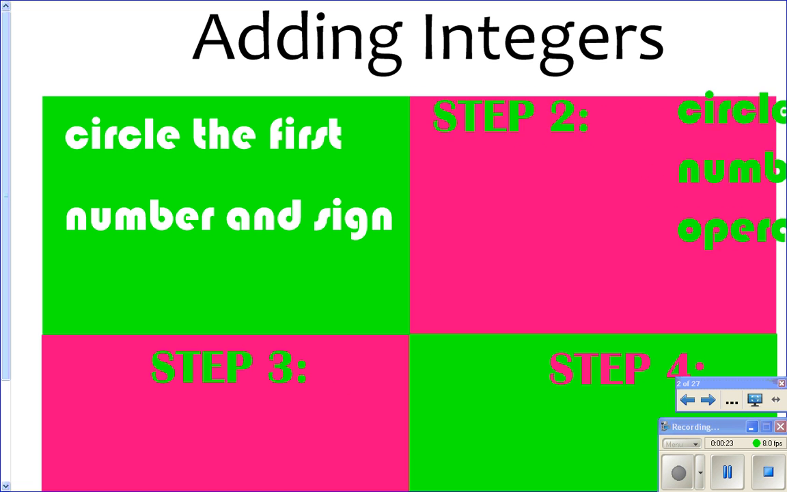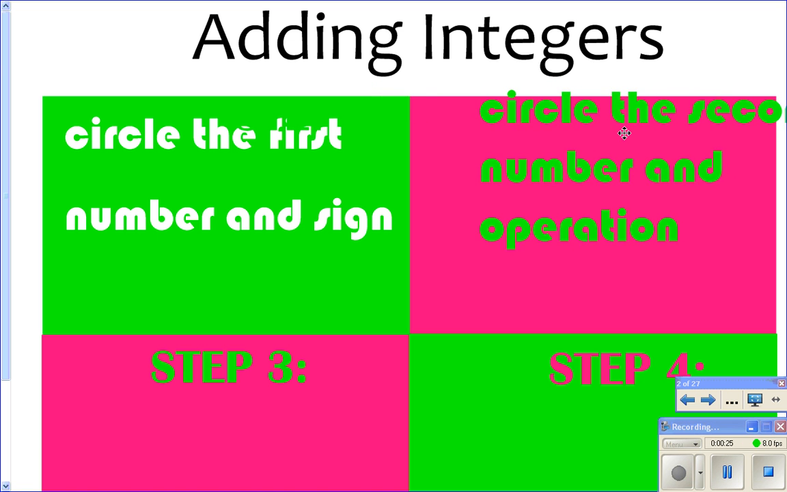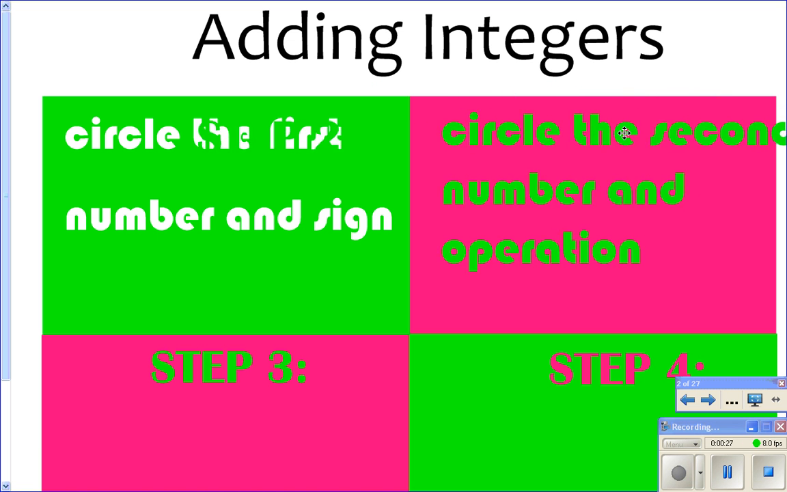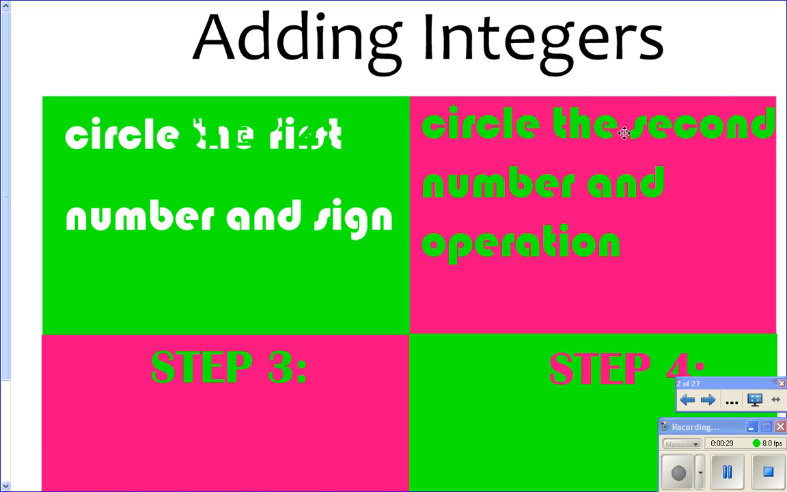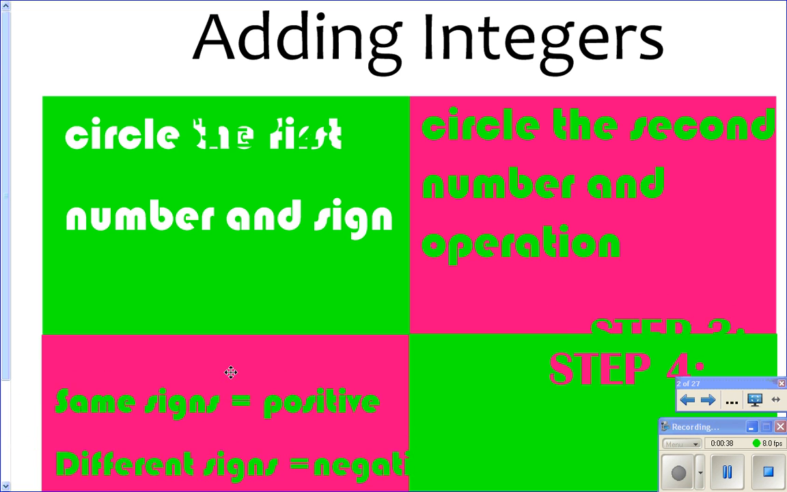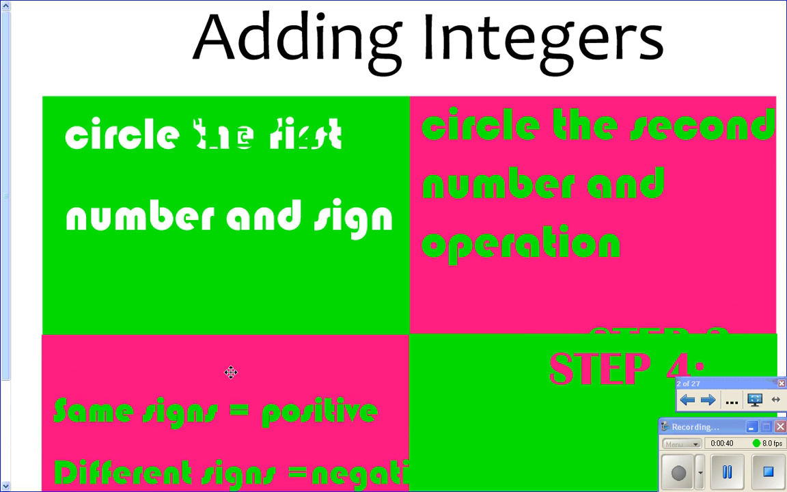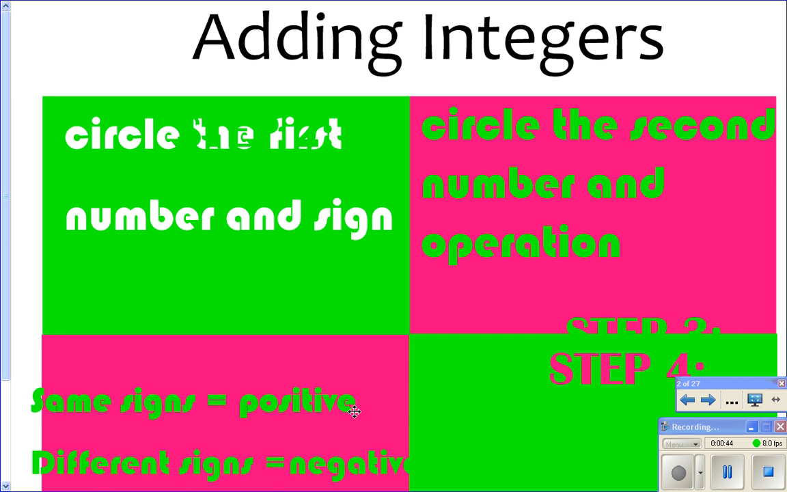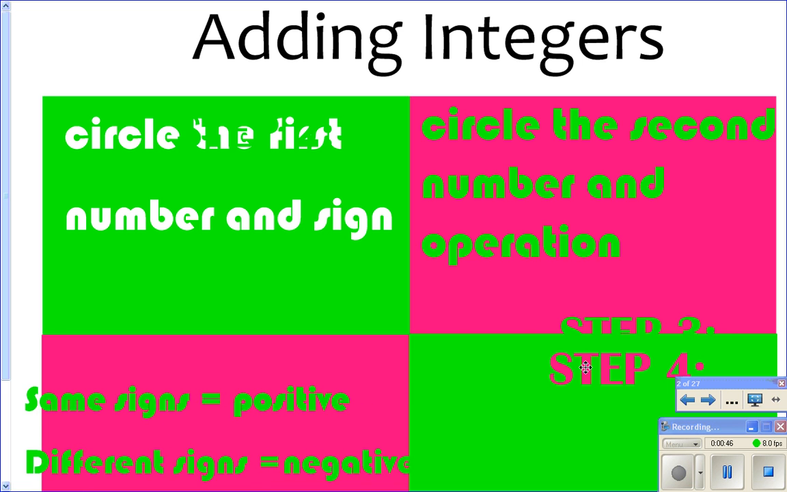Step 2 is to circle the second number and the operation. Step 3 is look at the signs. Same signs equal positive, different signs equals negative. And last but not least, step 4 is you have to ask yourself which team won and by how much did they win.